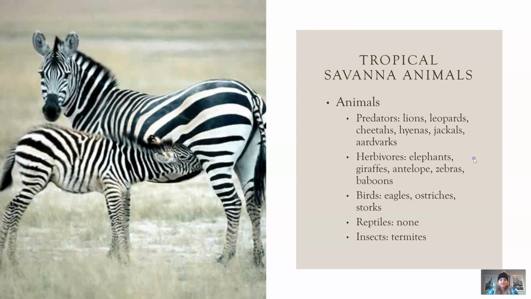As far as animals are concerned, you're going to see, as far as predators go, lions, leopards, cheetahs, hyenas, jackals, and aardvarks. As far as herbivores go, you'll see elephants, giraffes, antelopes, zebras, baboons. Birds, you'll see eagles, ostrich, storks, and reptiles are none. Insects, more termites.